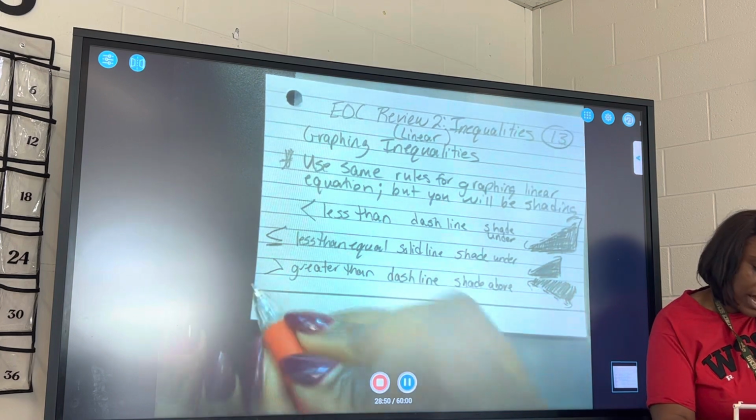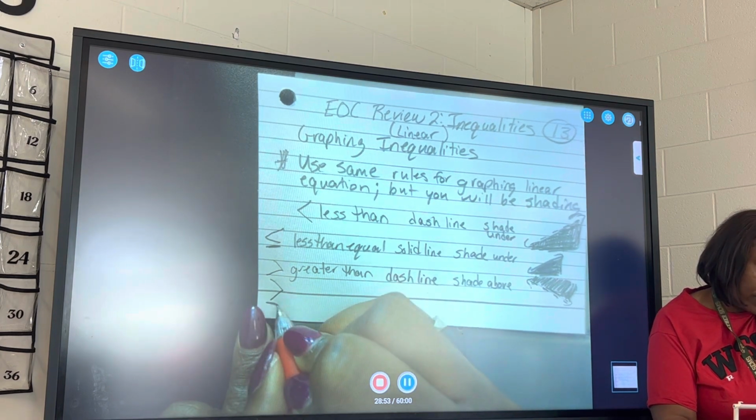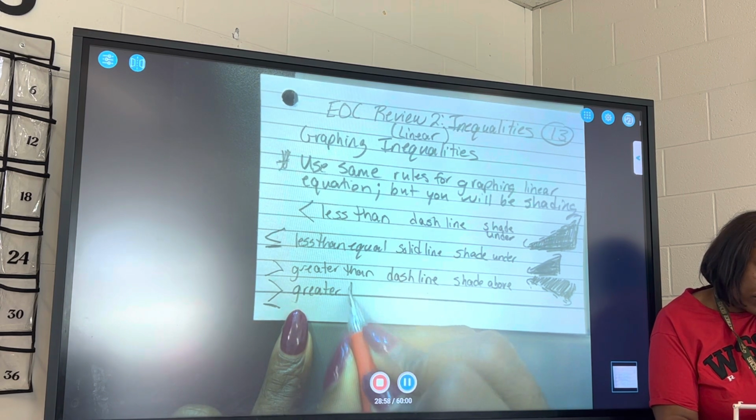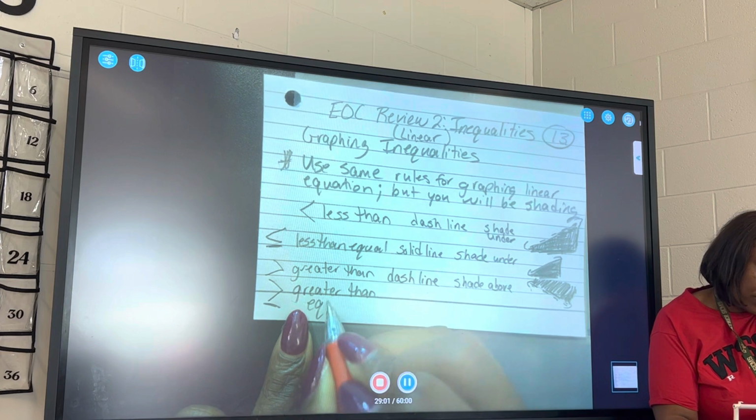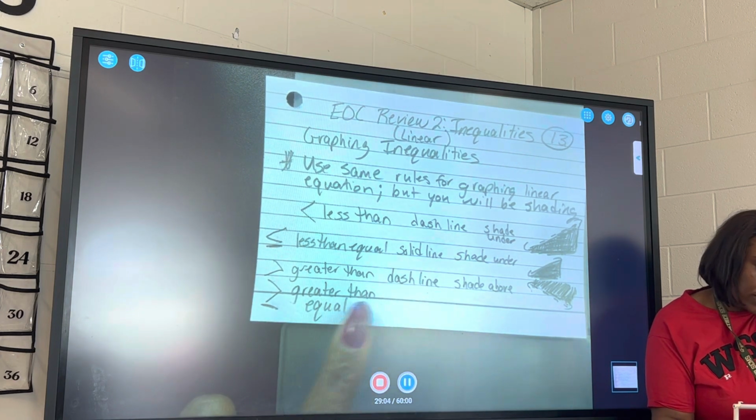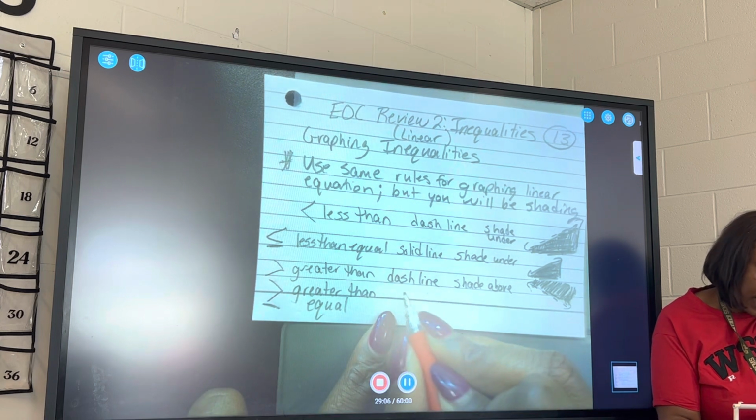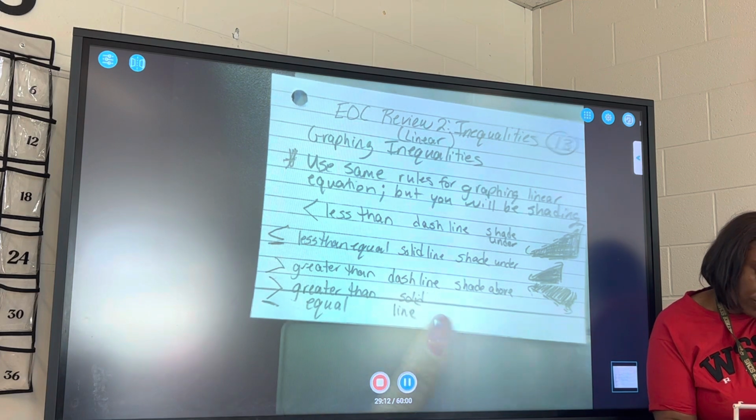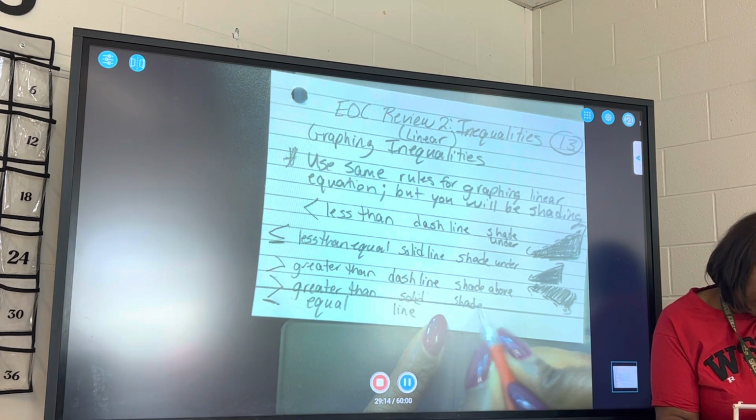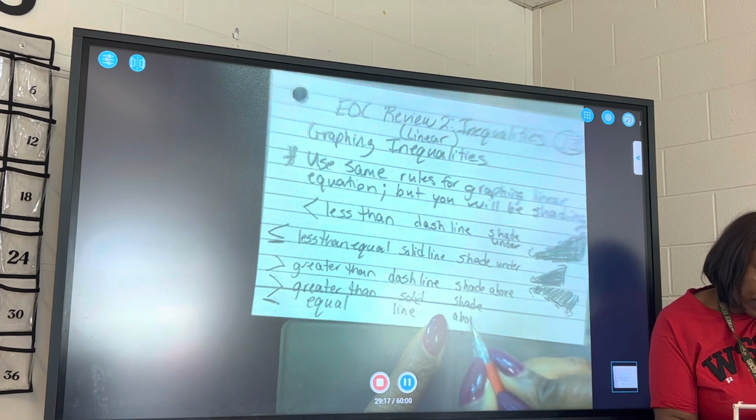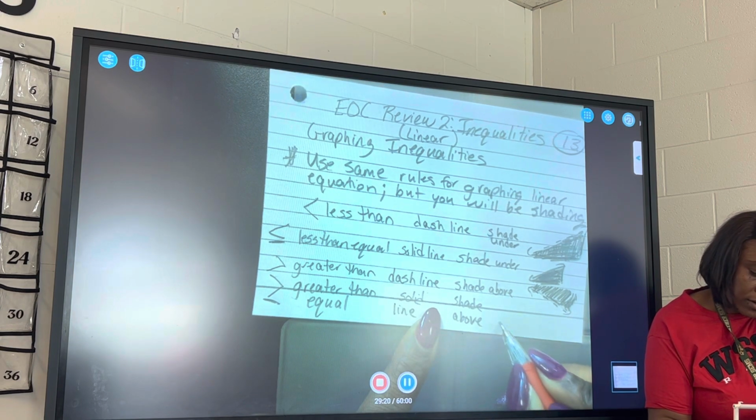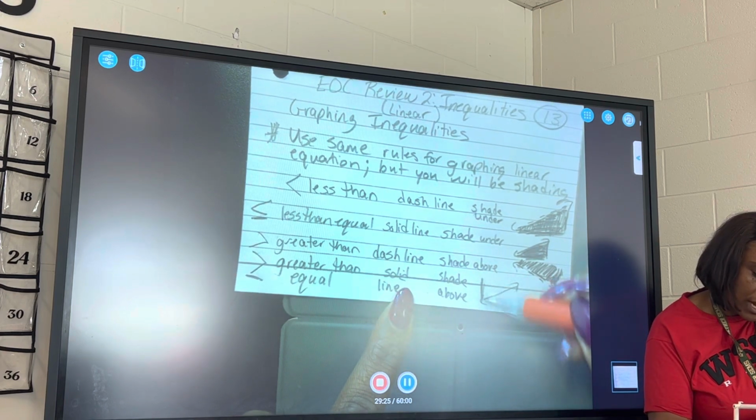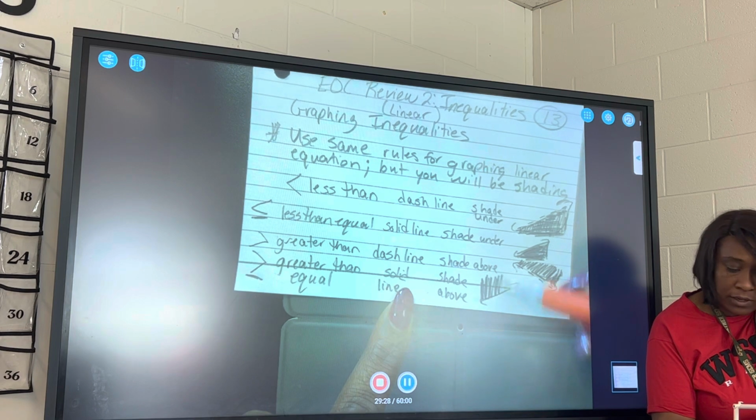All right. Then we got greater than or equal to. Since it's equal to, it's a solid line. And since it's greater than, how are you gonna shade? Above. So again, it's a solid line. Let's suppose the solid line's going up. You're shading above the line, on top of the line.